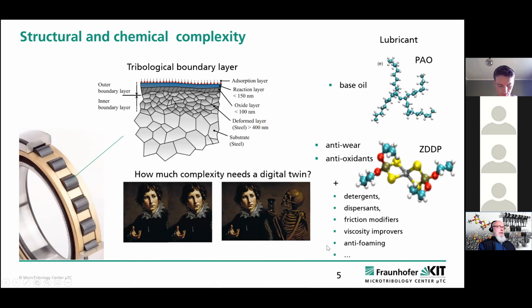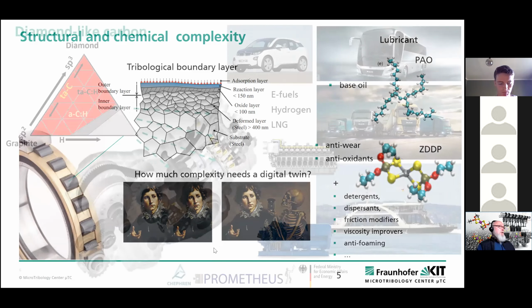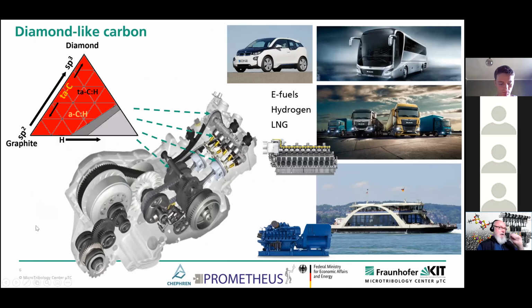So I don't like to stick with the complexity of a steel surface, so I switch to diamond-like carbon, because it's also often used these days in the drivetrain of mobile systems. Diamond-like carbon is an amorphous carbon material with a high sp3 content. You can get it in hydrogen-free form, which is ta-C, and you can get it in a hydrogenated form, which is a-C:H. And ta-C is usually a little bit harder than a-C:H.